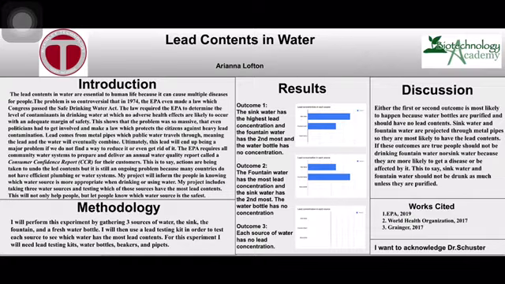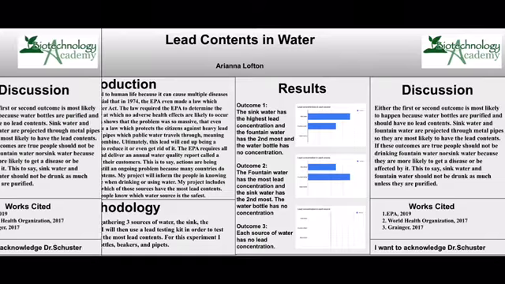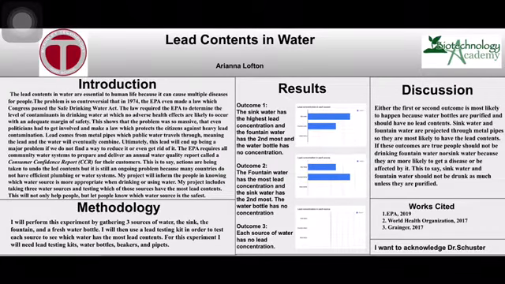The lead contents in water are essential to human life because it can cause multiple diseases for people. The EPA even made a law which Congress passed, the Safe Drinking Water Act. The law required the EPA to determine the level of contaminants in drinking water of which no adverse health effects are likely to occur with an adequate margin of safety. This shows that the problem was so massive that even politicians had to get involved and make a law which protects the citizens against heavy lead contamination.